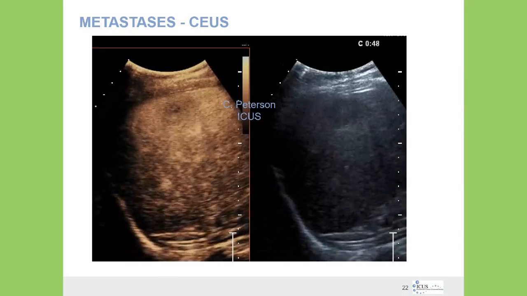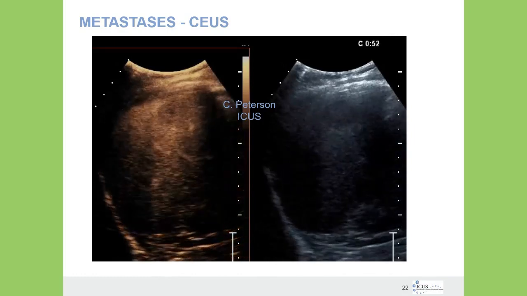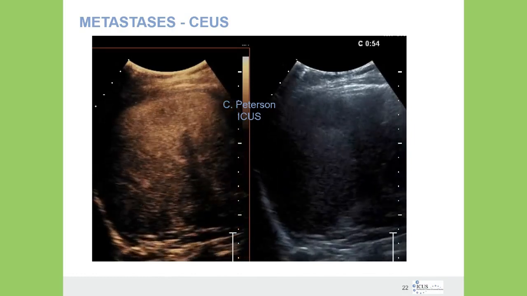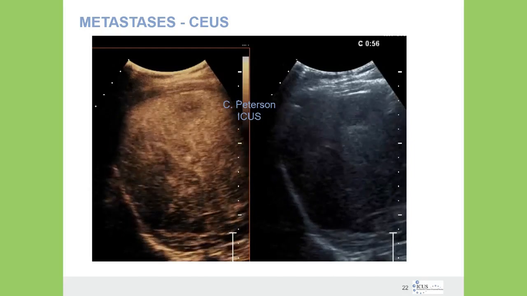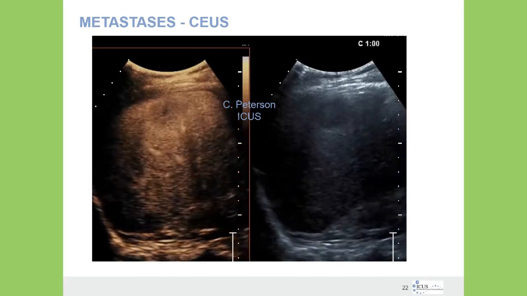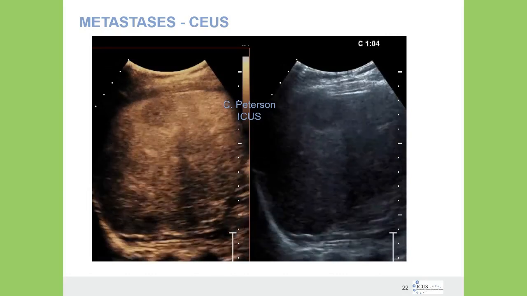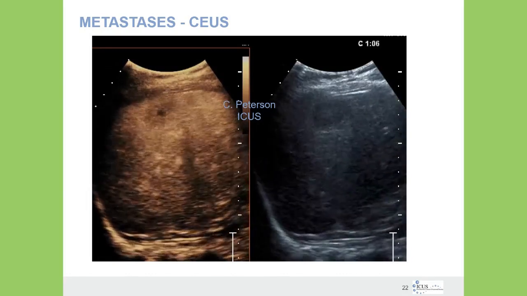That is washout. At this point, and especially maybe 10 seconds forward, we can sweep the liver because we know that if it is a malignant lesion, by this time frame, it will have washed out. So we can start to look for other washed out areas within the liver.